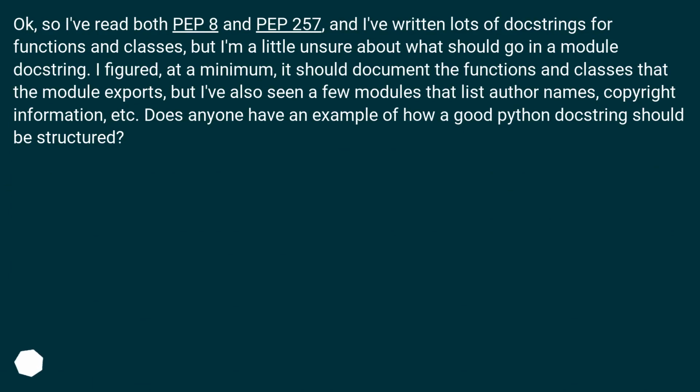Okay, so I've read both PEP 8 and PEP 257, and I've written lots of docstrings for functions and classes, but I'm a little unsure about what should go in a module docstring. I figured, at a minimum, it should document the functions and classes that the module exports, but I've also seen a few modules that list author names, copyright information, etc. Does anyone have an example of how a good Python docstring should be structured?